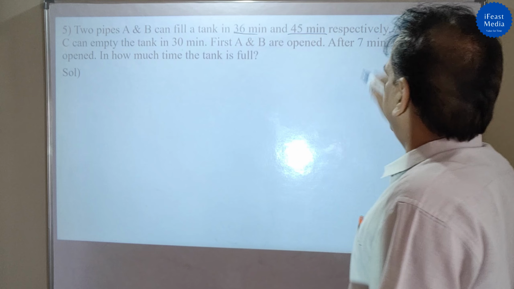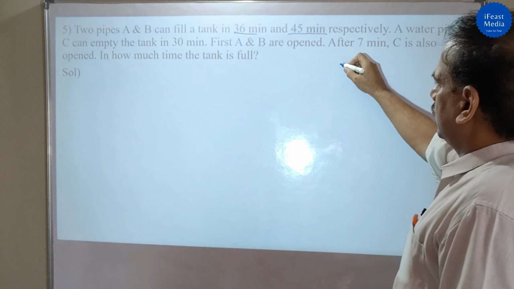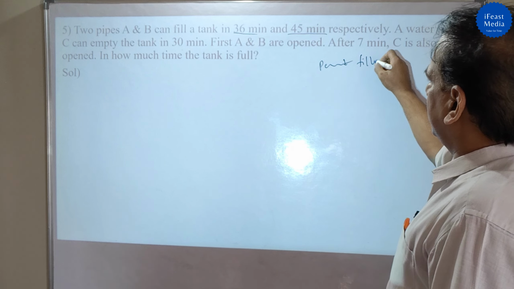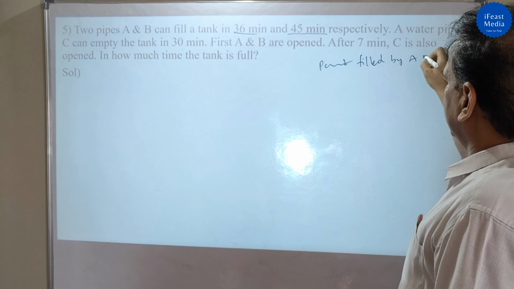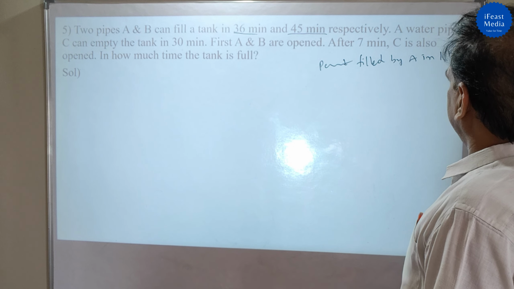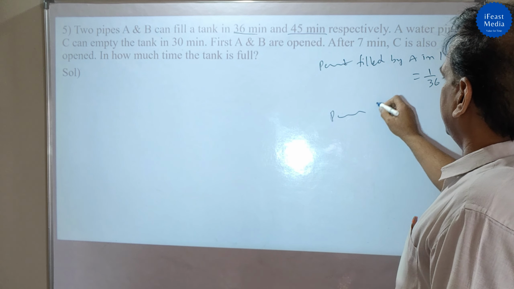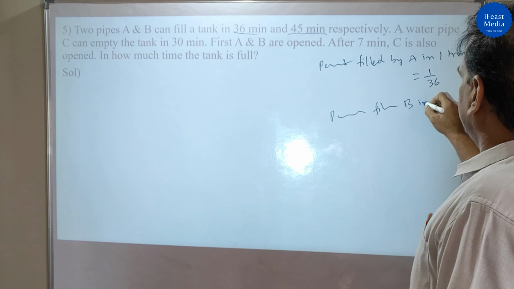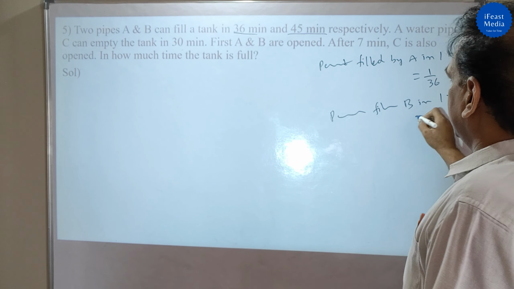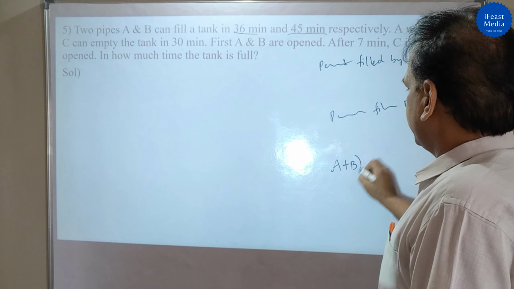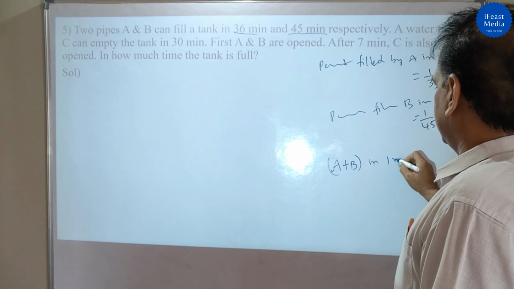Coming to this problem, two pipes A and B can fill a tank in 36 minutes and 45 minutes respectively. So part filled by A in 1 minute is 1 by 36. Part filled by B in 1 minute is 1 by 45. So what is the part filled by both A and B in 1 minute?